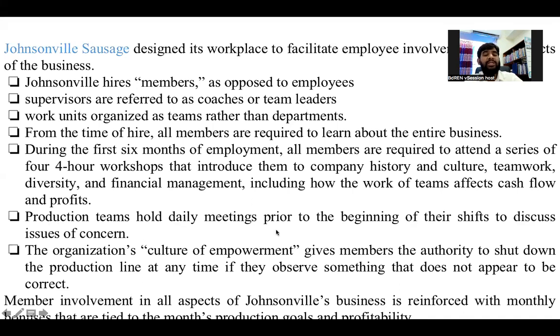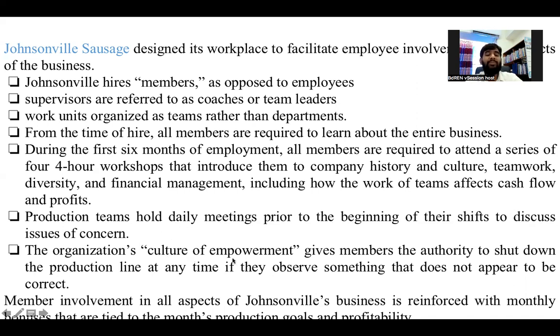Production teams hold daily meetings prior to the beginning of the shifts to discuss issues of concern. I was working in a Japanese company, and I found that before starting the job, they meet together, prior to the beginning of their shifts. Because if there is a concerning issue, a difficult or problematic issue, that can be discussed before starting the job. And if a problem arises, the solution becomes much easier.